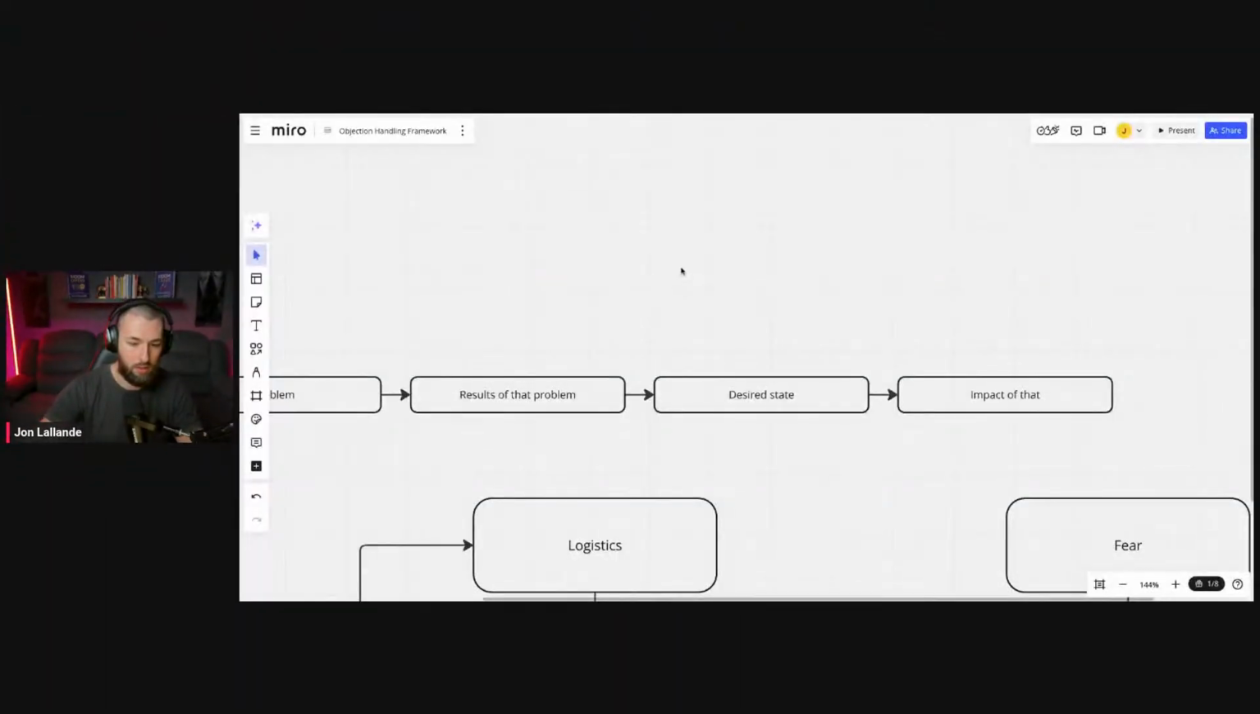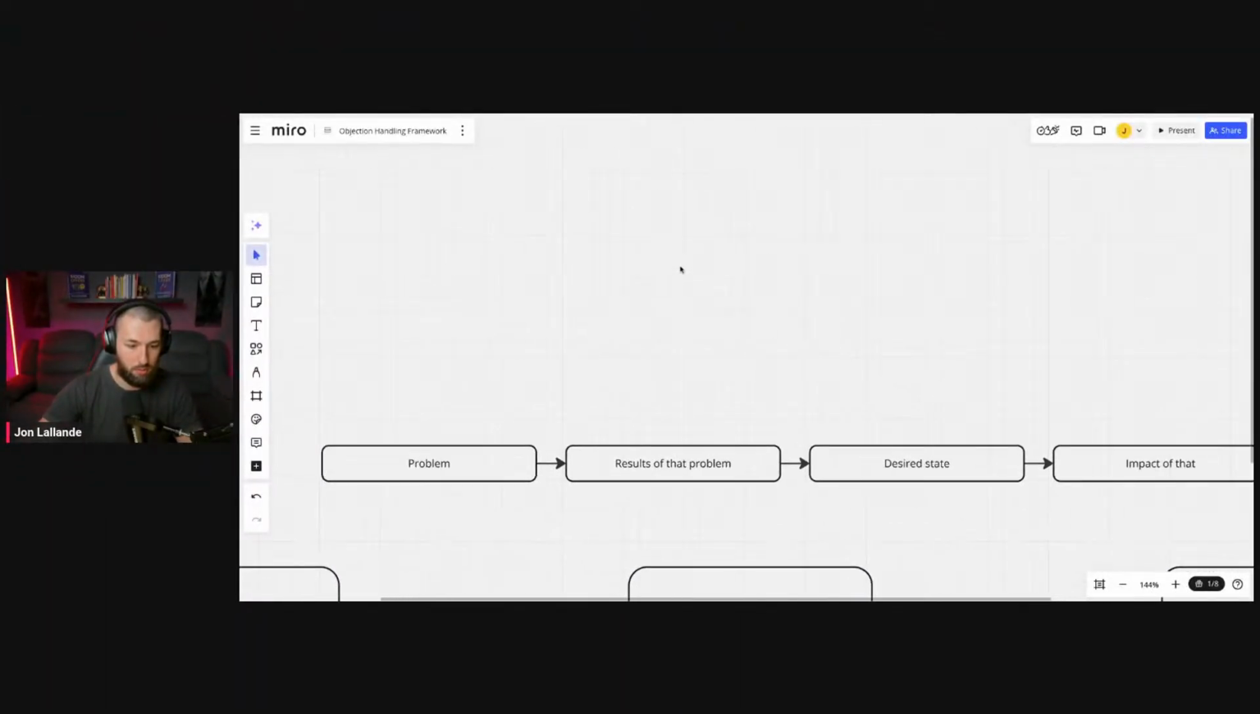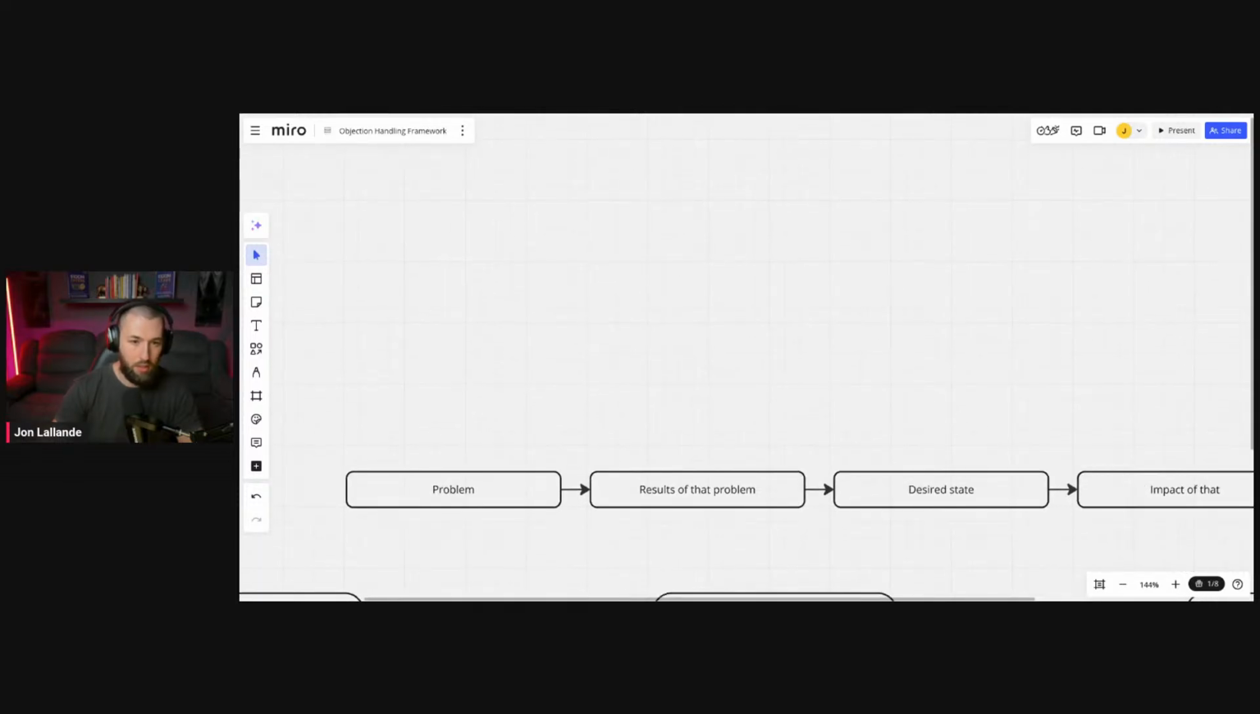Here we go. Let me see if I can just move this over a little bit. What's really important to know about objection handling is there's a couple of things you need in order to be able to objection handle. If you don't have these things, your objection handling will fall completely flat. This is what we've covered in the last couple of weeks or months, depending on how long you've been following along. The first thing you need is a problem.